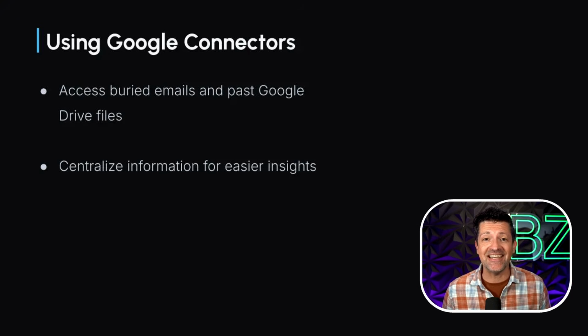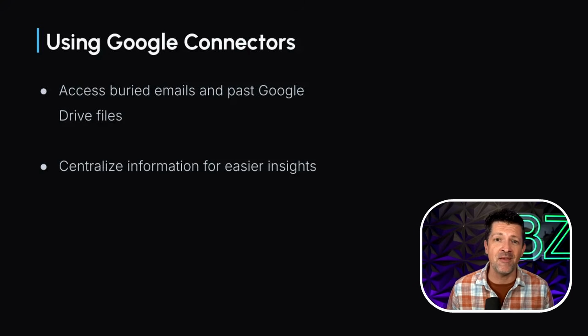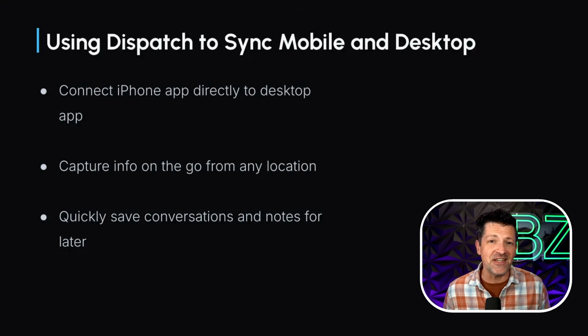Remember, you can use the Google connectors if you have information about this buried in email strings or maybe for past events in your Google Drive. You can use the dispatch functionality, which again connects your iPhone app directly to the desktop app. Maybe you're at a venue and you want to capture some information, or you're talking to somebody at a coffee shop and want to make sure to grab that.